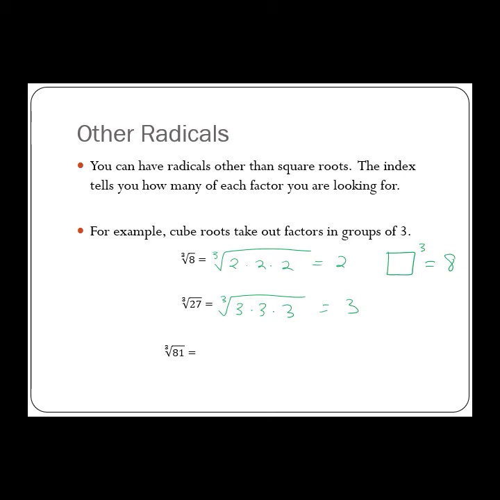And let's see, 81 is 9 times 9. So this has 4 3's in it. So we have 1 triplet, but then 1 left over.